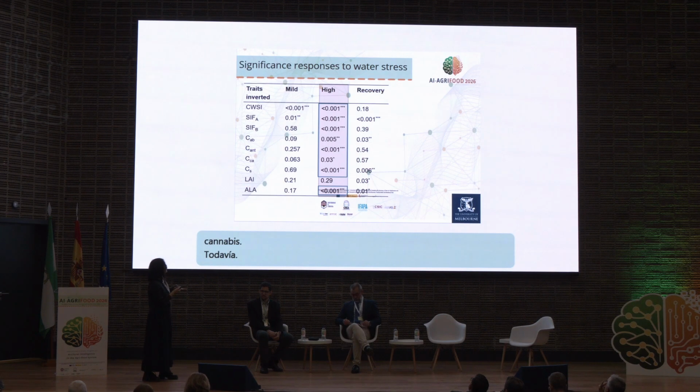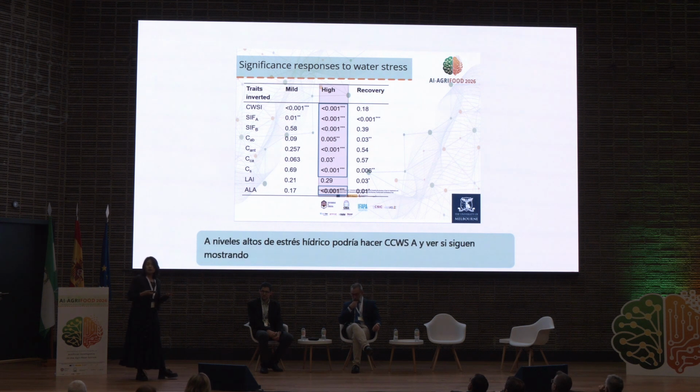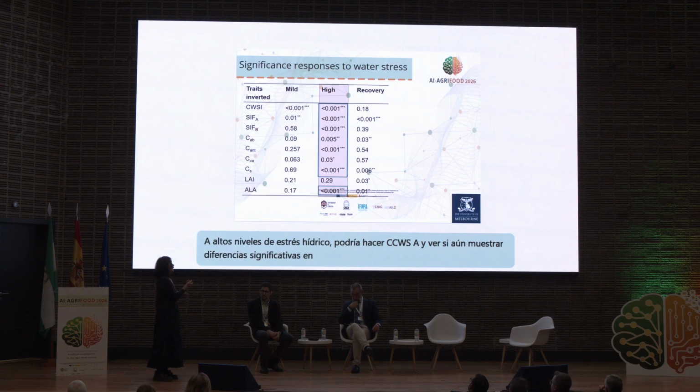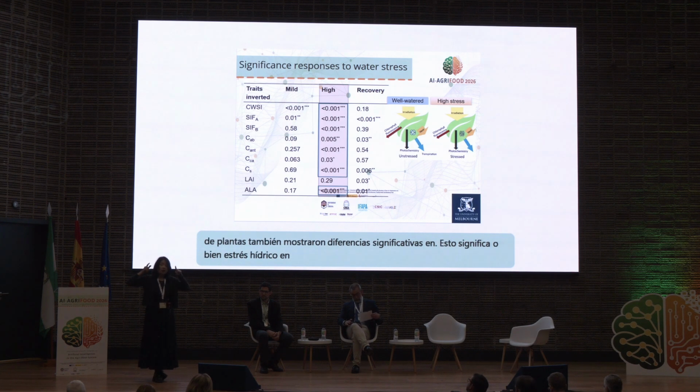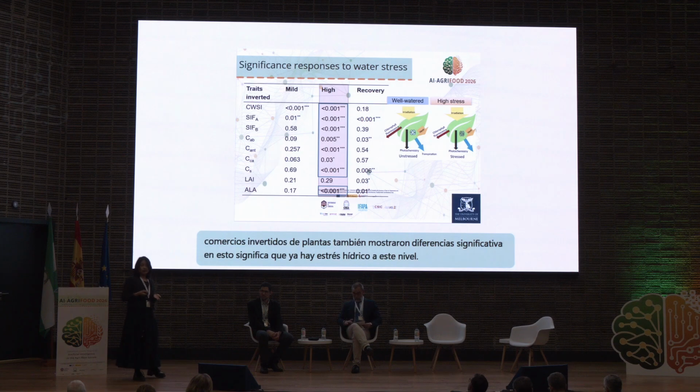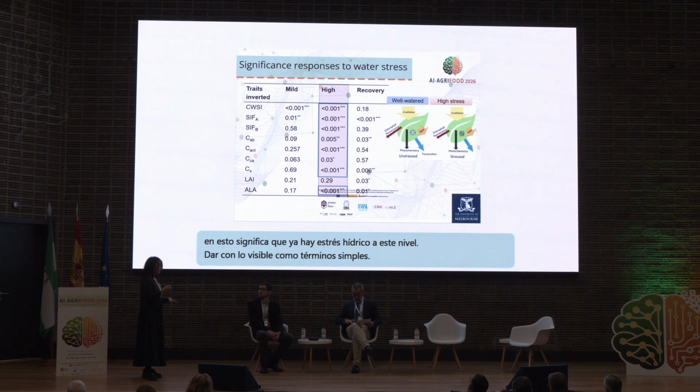At high-level water stress, we could see CWSI and SIF still show the significant difference that we expected. Transpiration and photosynthesis were affected at this stage, while other inverted plant traits also showed significant difference. This means the water stress at this level was already giving visible symptoms on the almond crop.